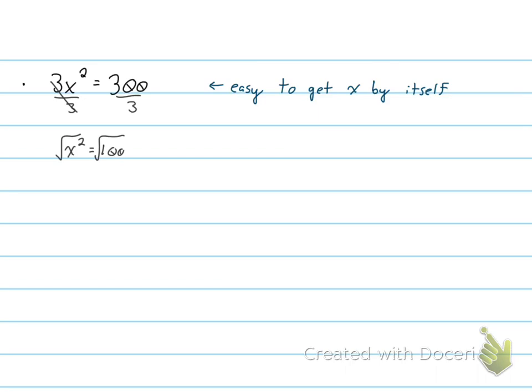And remember, when I square root, I can have a positive or negative root. So x would equal plus or minus 10, again, because 10 squared equals 100. Negative 10 squared also equals positive 100.